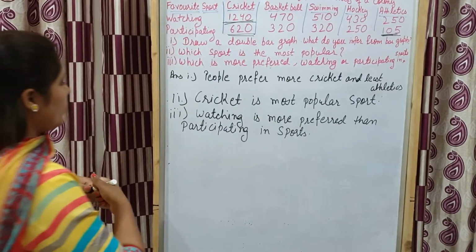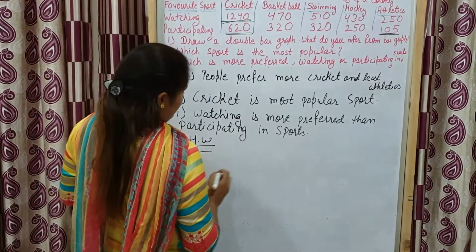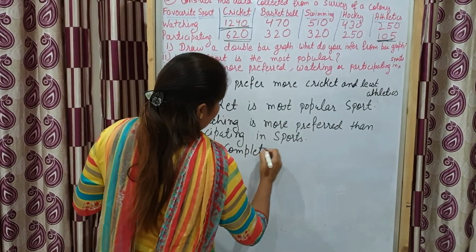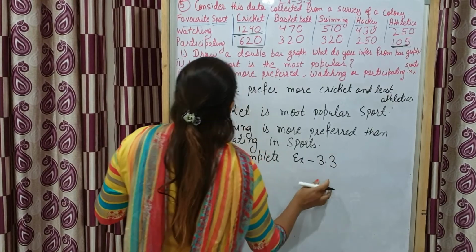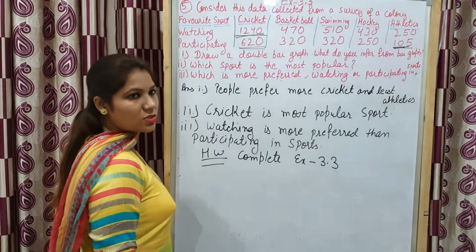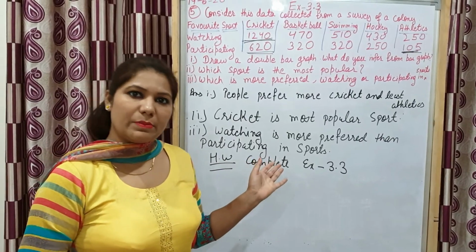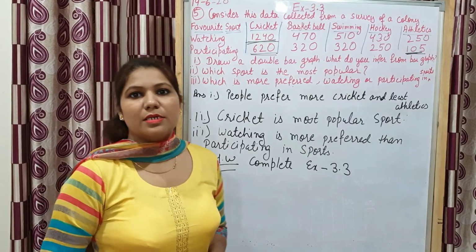Now students, your homework is to complete exercise 3.3. I just leave one question, that is question number 6. That is the same as we have done, these type of question, double bar graph. So try to do question number 6. Till then, bye.